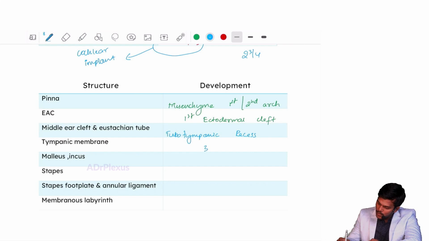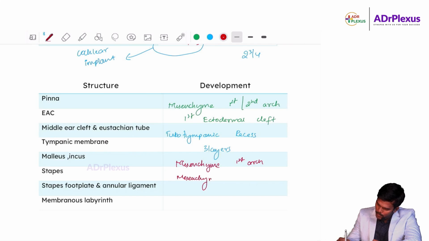Tympanic membrane, 3 layers. Malleus and incus form from the mesenchyme of the first arch. Stapes forms from the mesenchyme of the second arch.